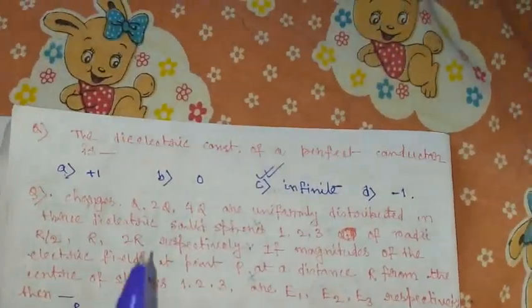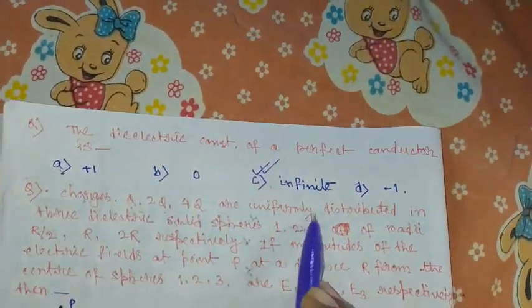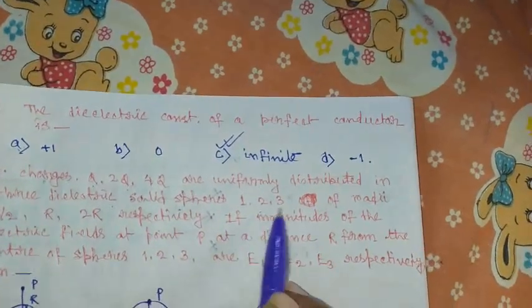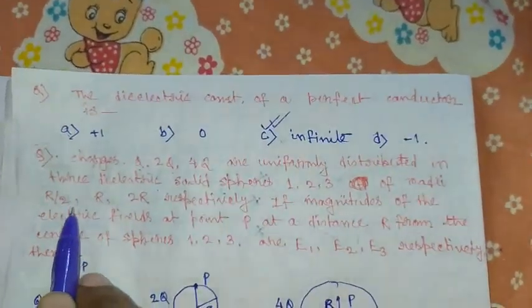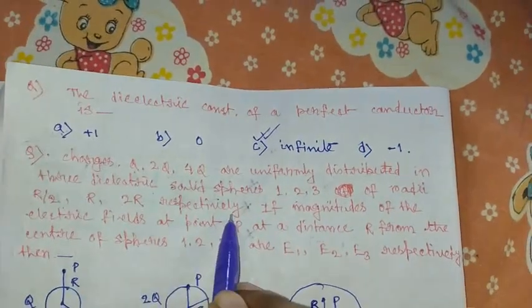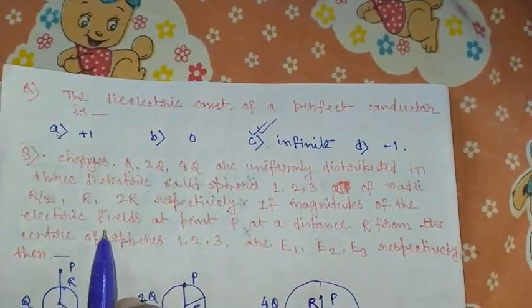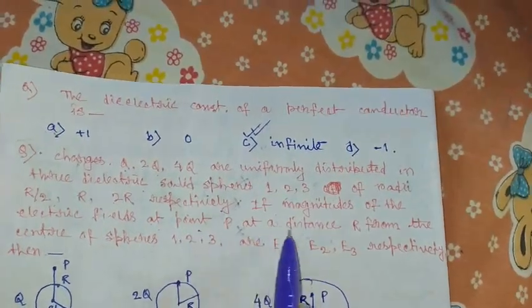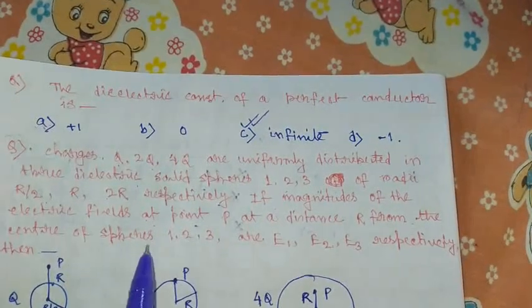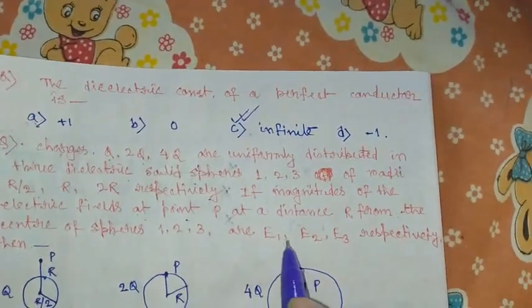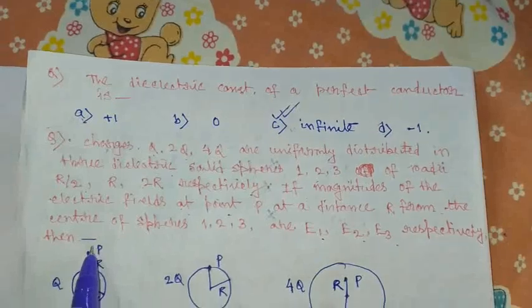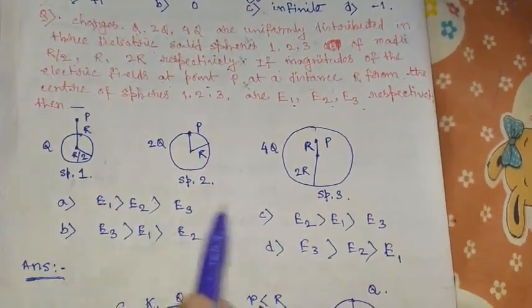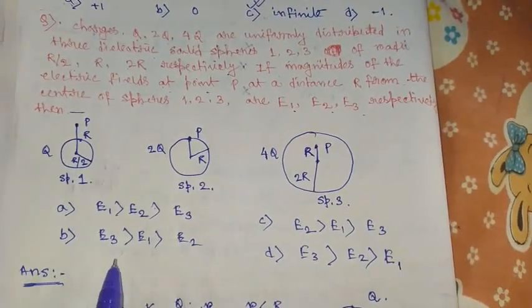The charges Q, 2Q, 4Q are uniformly distributed in three dielectric solid spheres 1, 2, 3 of radii r by 2, r, 2r respectively. If the magnitudes of the electric fields at point P, at a distance r from the center of the spheres 1, 2, 3, are E1, E2, E3 respectively, then from the following options which will be correct?